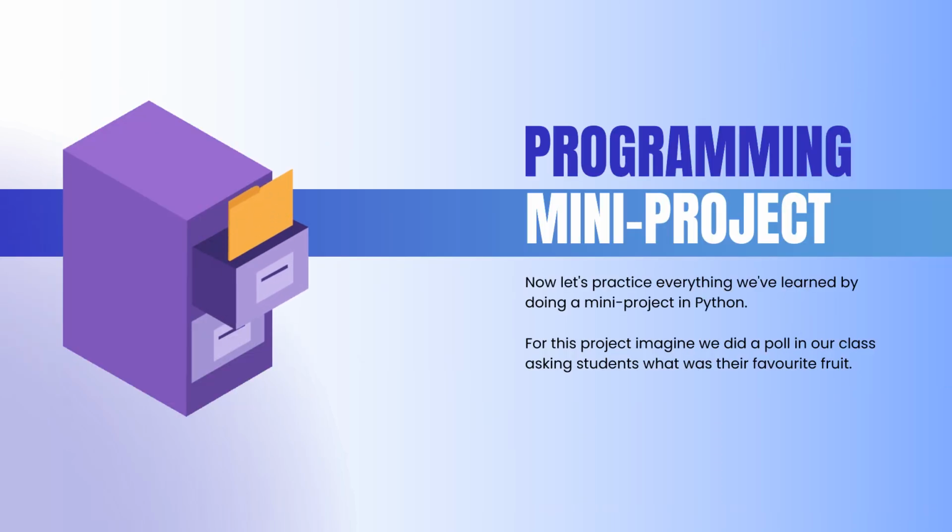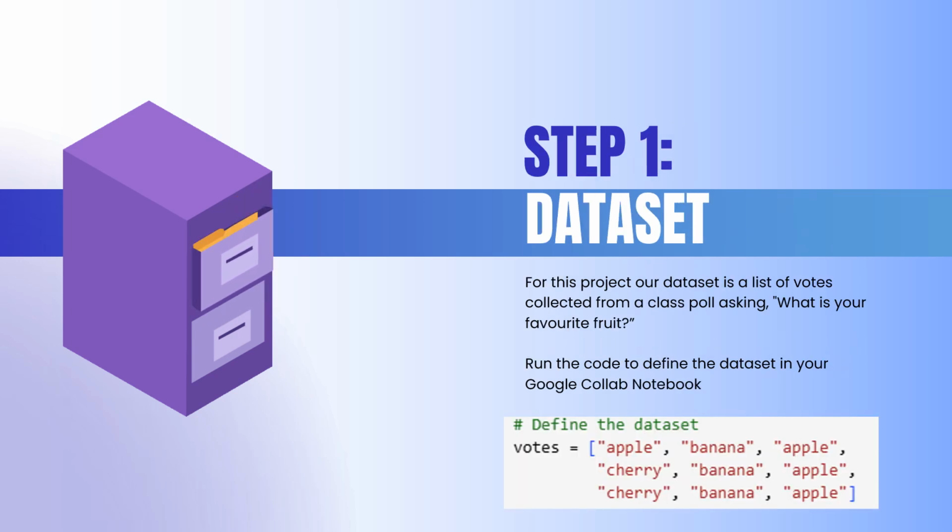Now, let's practice everything we've learned and put it all together by doing a mini project in Python. For this project, let's imagine that we did a poll in our class, asking students what was their favorite fruit. Step 1 in this project is to enter our dataset. For this project, our dataset is a list of votes collected from our class poll asking what is your favorite fruit. Run the code below that has been provided in your Google Colab notebook to define the dataset.